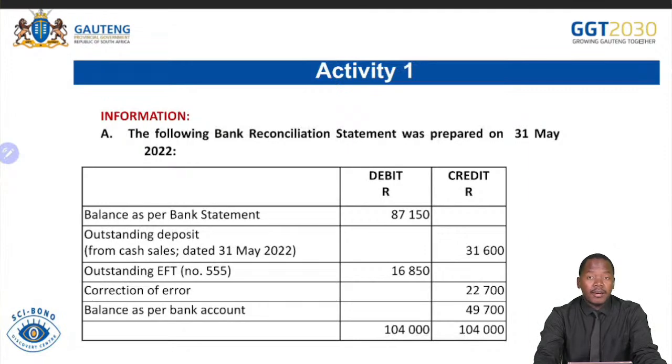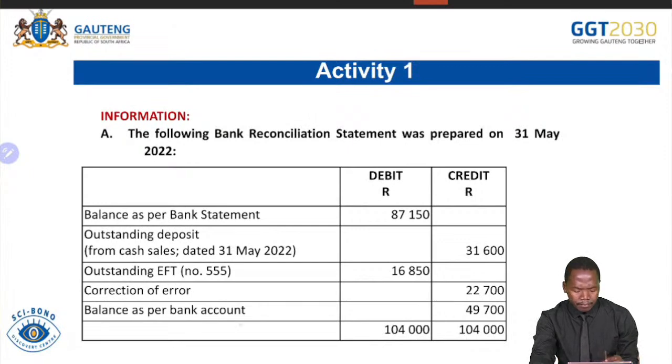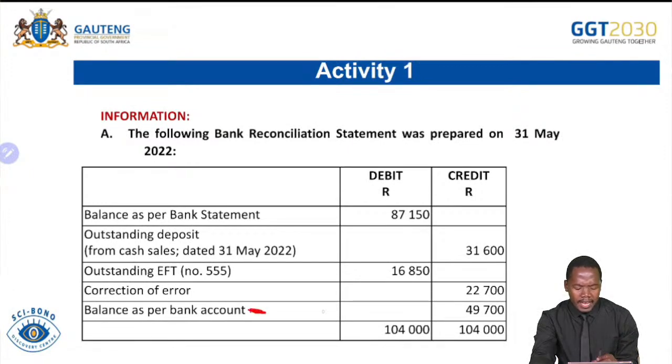Outstanding deposits, we'll await and see what they are saying in our additional information regarding that. And in our outstanding EFTs, we will also await and see what they are saying regarding that. Correction of error, they need to give us direction on what is happening. And then the balance per bank account, grade 12, this is very, very important.